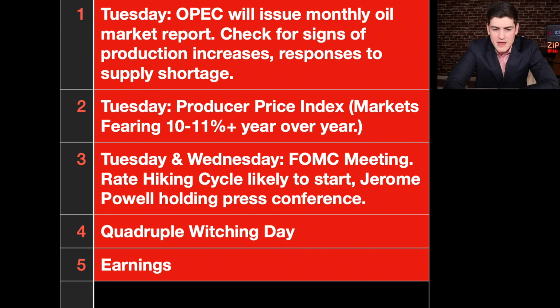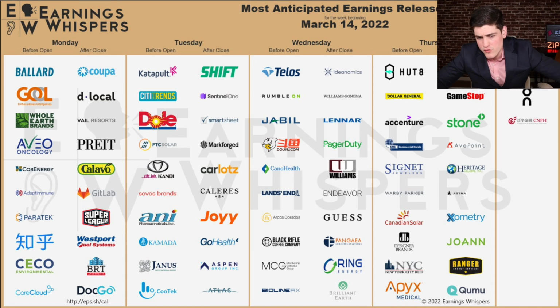Let's go over to earnings. In terms of earnings, it's not a huge week. We are through most of the main players in both the large cap, the medium cap, and really the small cap markets as well. But of the ones I'm watching, we've got Coupa on Monday, Mark Forged and Shift on Tuesday, Ideanomics on Wednesday, Hut 8, FedEx, Canadian Solar, and Dollar General on Thursday. And honestly, I'm also watching to see how GameStop does and trying to see if there's any of that retail 2021 momentum still in there.